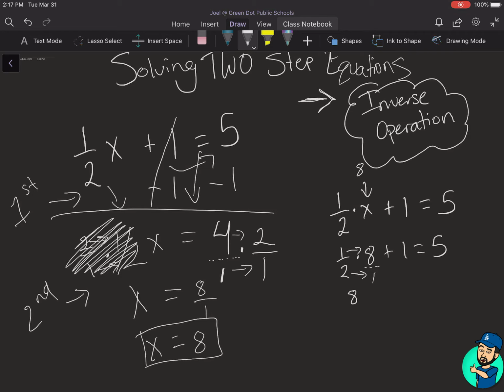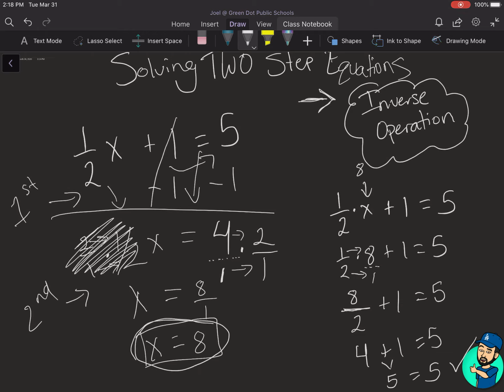And you're going to end up with 8 over 2. Then I'm going to copy everything else down. Plus 1 equals 5. Again, whenever you have a fraction, that's division. In order of operations, division comes first. 8 divided by 2 is 4. Copy and paste the rest. 4 plus 1 is 5, and 5 does equal 5, which concludes that x does equal 8.